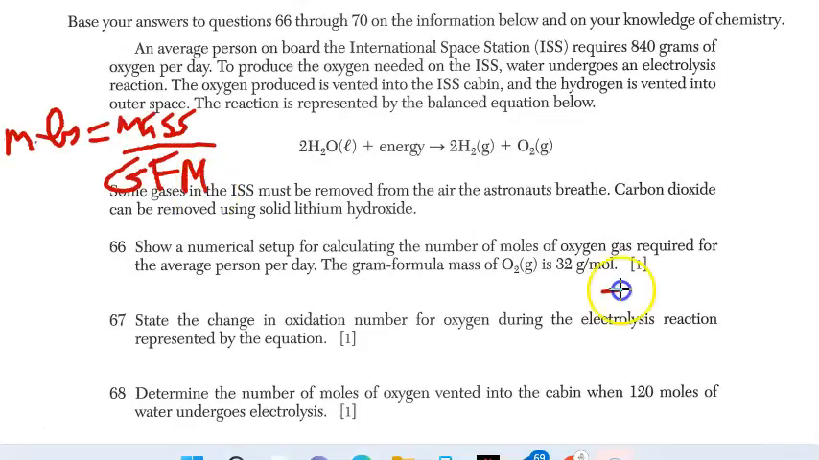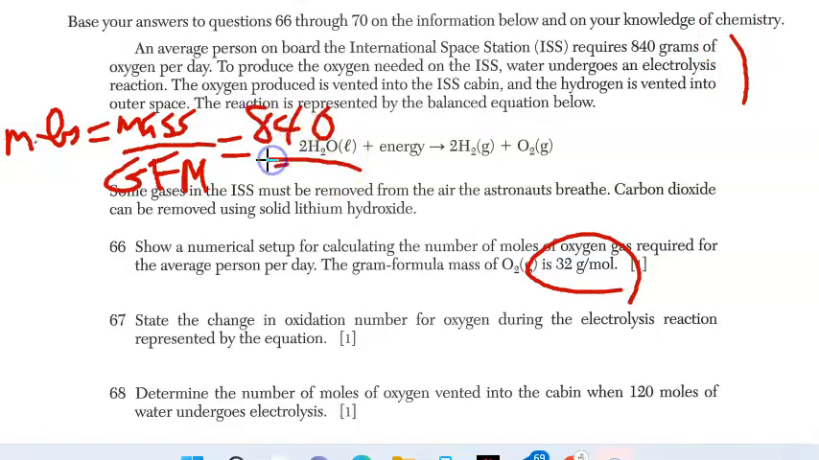I have the gram formula mass as 32, and the average person on board the International Space Station requires 840 grams of oxygen per day. That's coming from up here. So literally all we're dealing with is 840 divided by 32. This is what you want to have on your answer sheet, and you're ready to go. You don't have to worry about units here, but when you get stuck and you're not sure how to set up a question, it might be important to put the units down. It won't hurt you if you do, but you don't need to because it says literally numerical setup.